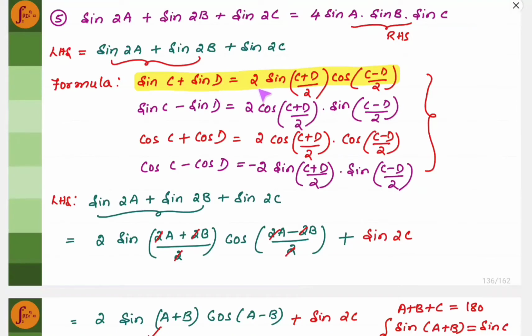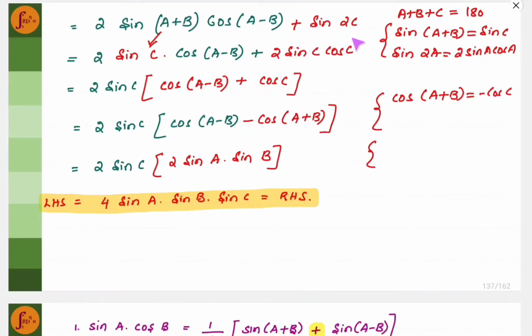So if you use this formula, it will be 2 into sine C plus D. Instead of C and D, we have 2a and 2b, right? So 2a plus 2b by 2, right? Similarly, cos C minus D by 2, cos 2a minus 2b by 2. 2 and 2 will get cancelled. And then we will have 2 sine A plus B cos A minus B, and we have sine 2c here.